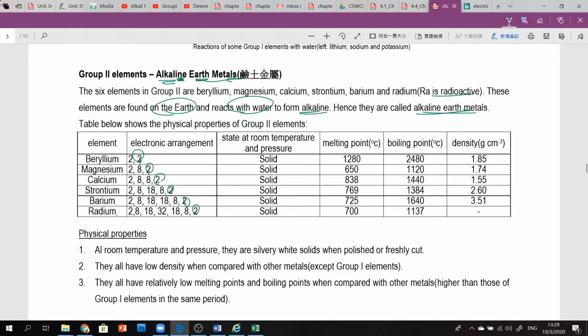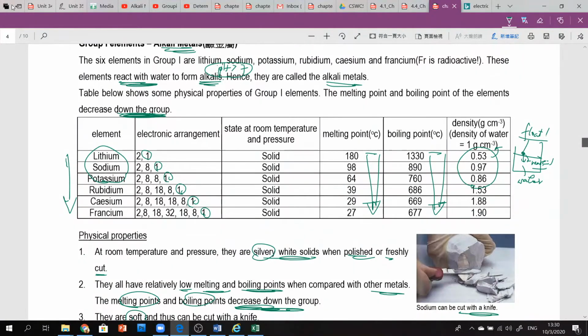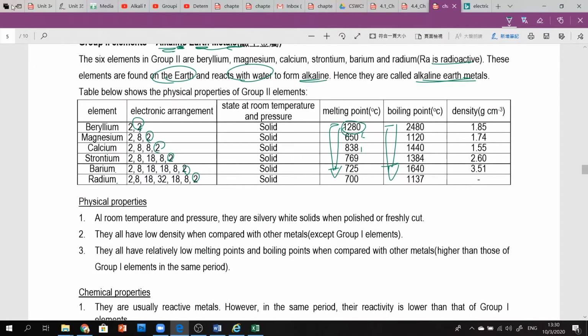What you may see is quite similar to group 1. Solid, solid, solid, but you may check the melting point and boiling point. Yes, they decrease down the group, but you may find that these values are in the hundreds, which is quite high when you compare with group 1 metals. Take a look at the group 1 metals: the melting point and boiling point are very, very low. So you may see the difference between them. And for the density, those metals will sink in water, so they will no longer float. Only group 1 metals, especially the first three, lithium, sodium and potassium, will float on the water surface.